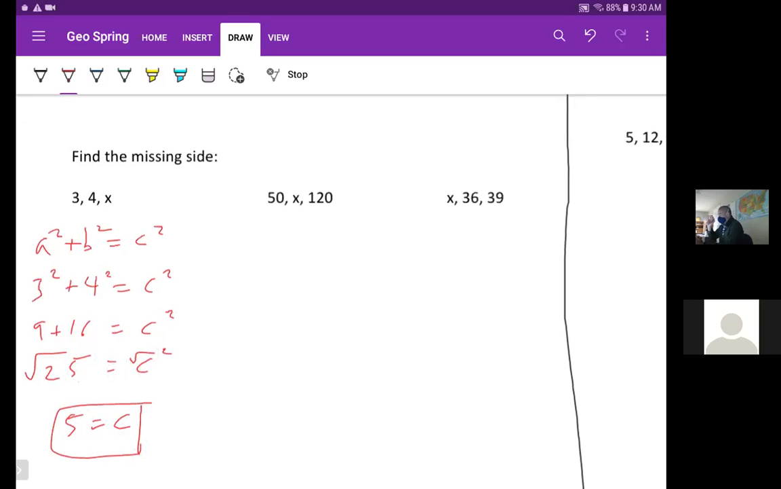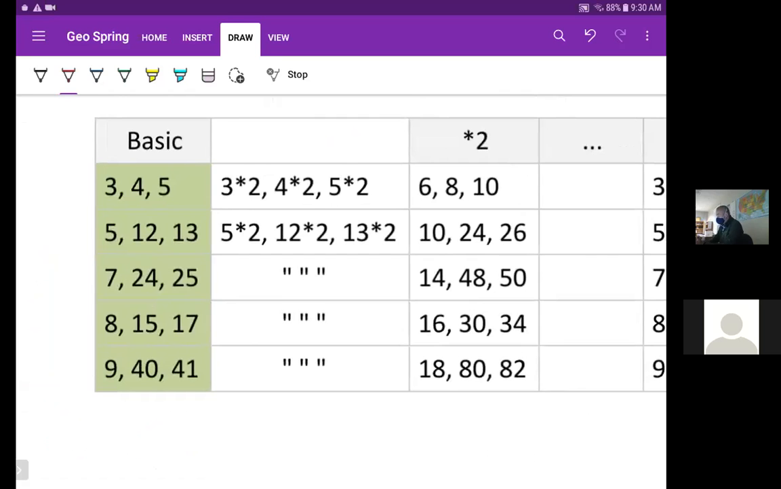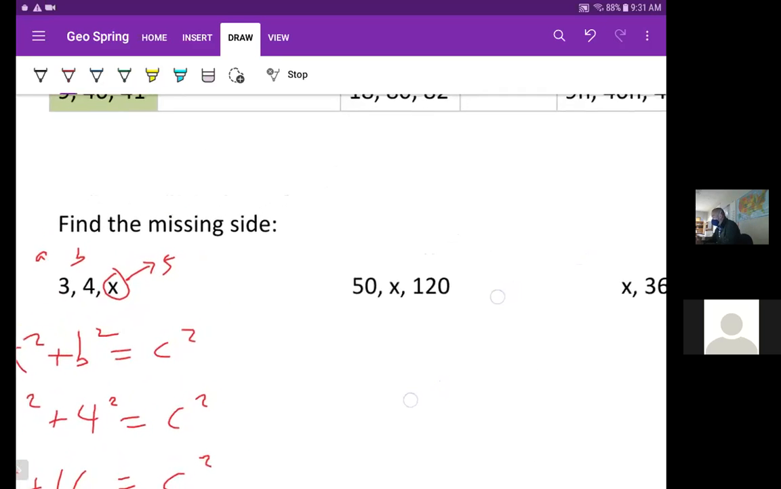So you don't have to do all this when you have Pythagorean triples. So like 3 is A, 4 is B, and you're missing the C. So right here on your basic ones, it's 3, 4, 5. So this one is 5. You can have factors of this too.